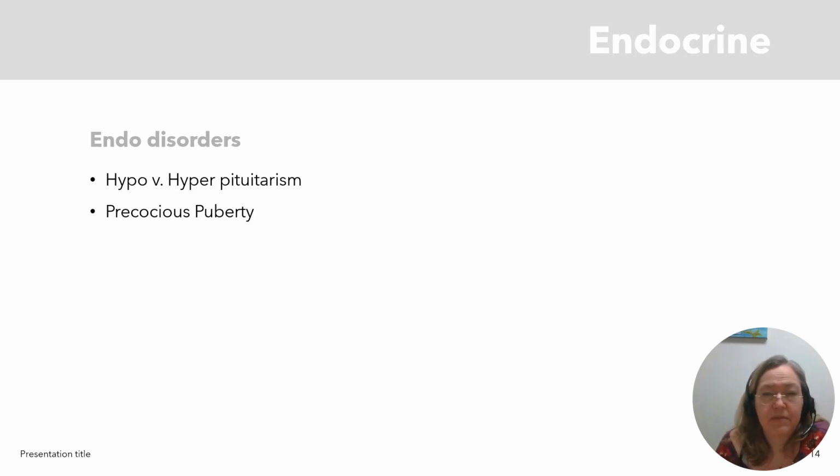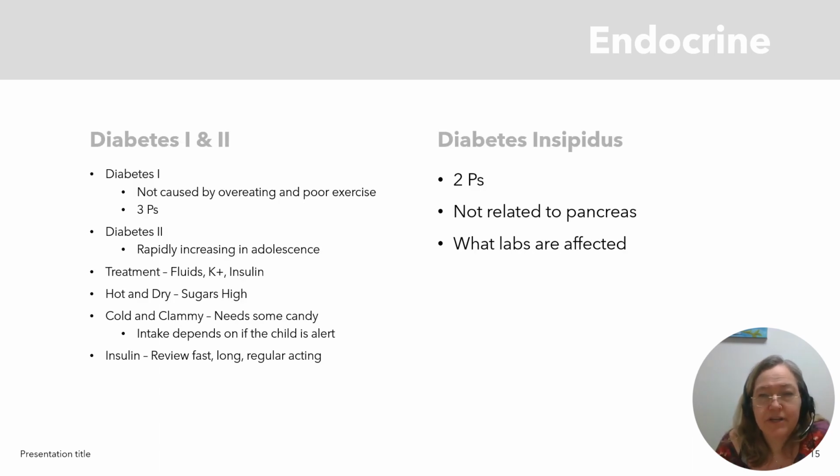There are some endocrine items on the test. Particularly, you want to review some endocrine disorders related to growth, stunted growth or rapid growth. So hypo or hyperpituitarism and precocious puberty are important ones to focus in on. Recognition in the pediatric population of type 1 and type 2 diabetes is very important.